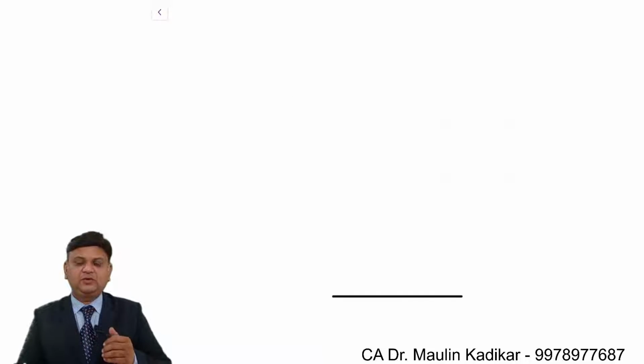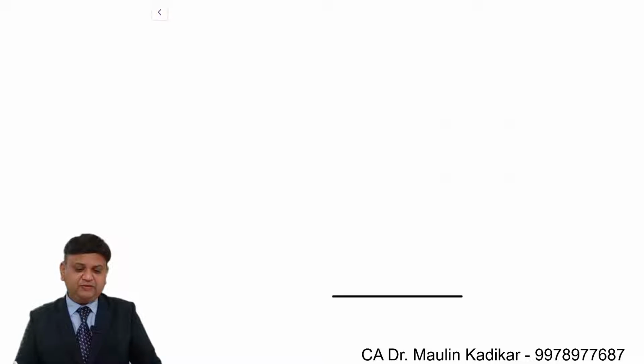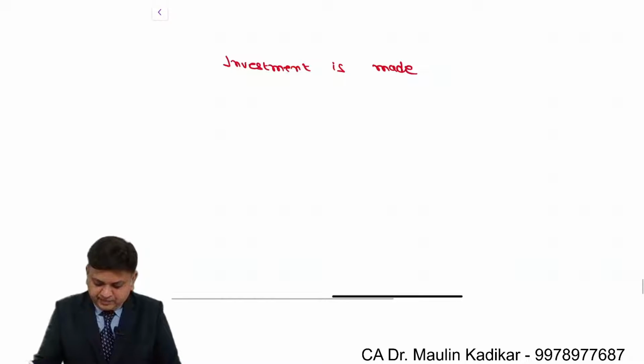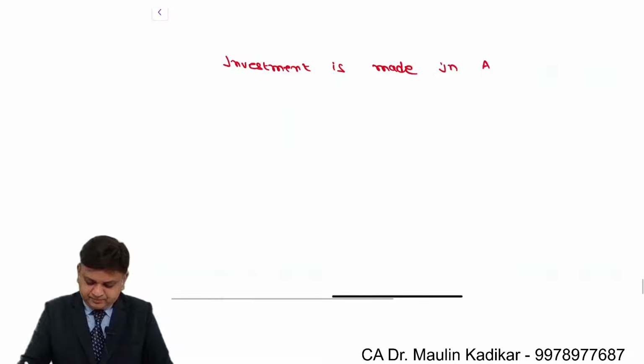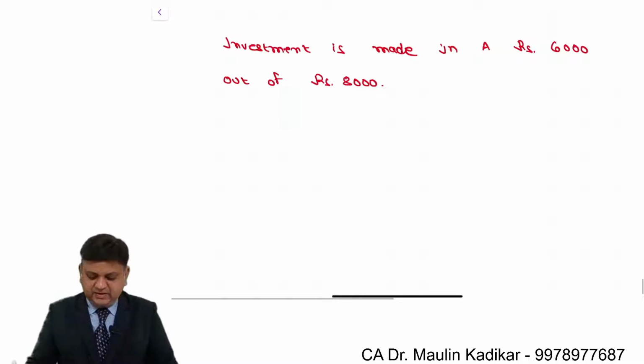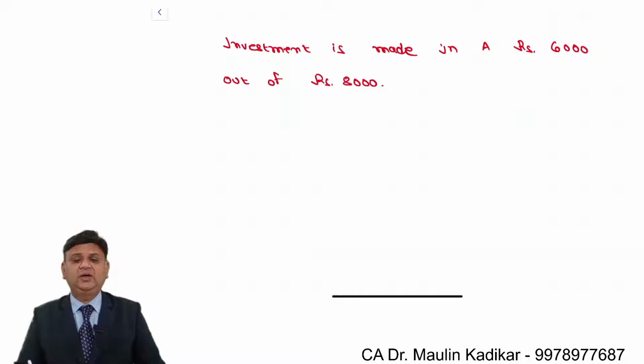Now friends, instead of the information which has been given, that 4,000 is invested in A out of 8,000, suppose we had been provided with the information like this: investment is made in A, rupees 6,000 out of 8,000. I want you to write in the chat box what would be the weight of B and weight of C.